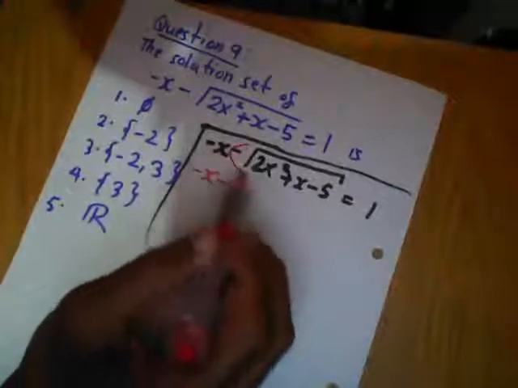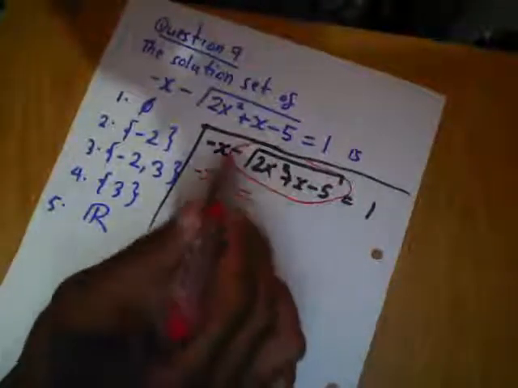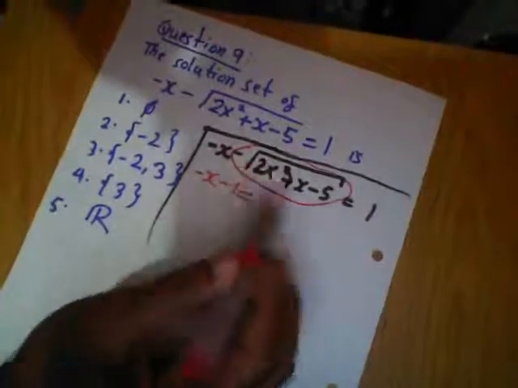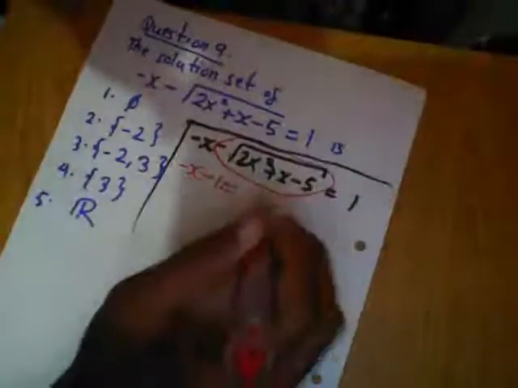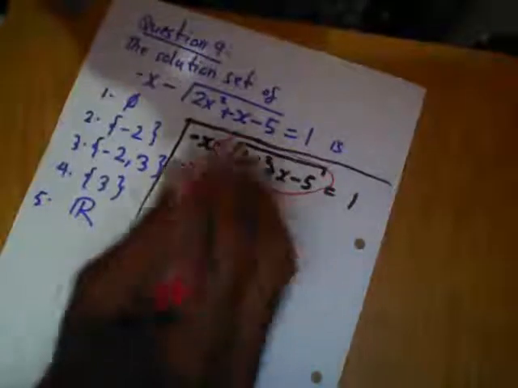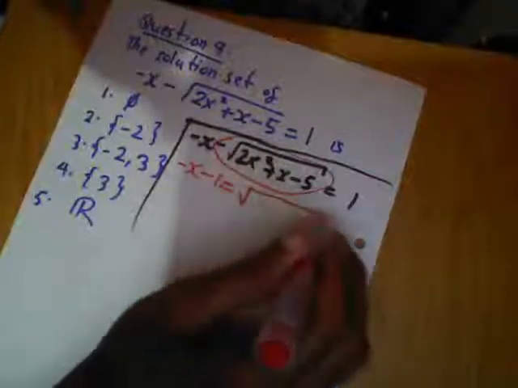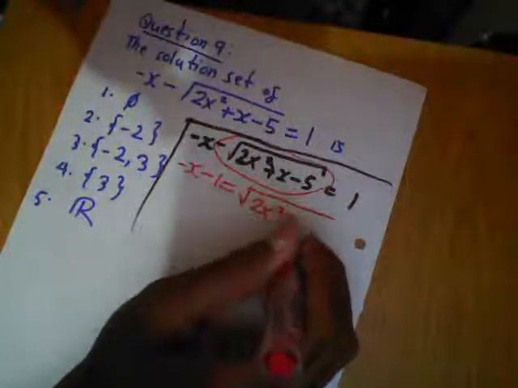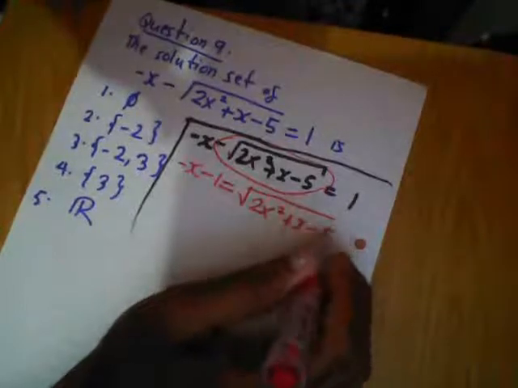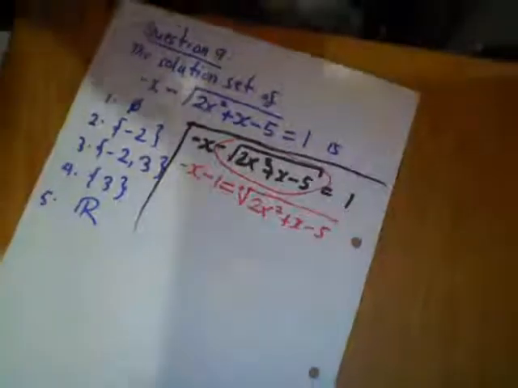See, when you take over, remember, you take any number with the sign. So this negative is the square root of all these terms here. When they go over the equal sign, it's going to be positive, not negative. So positive 2x squared plus x minus 5 means this is going to be positive here.